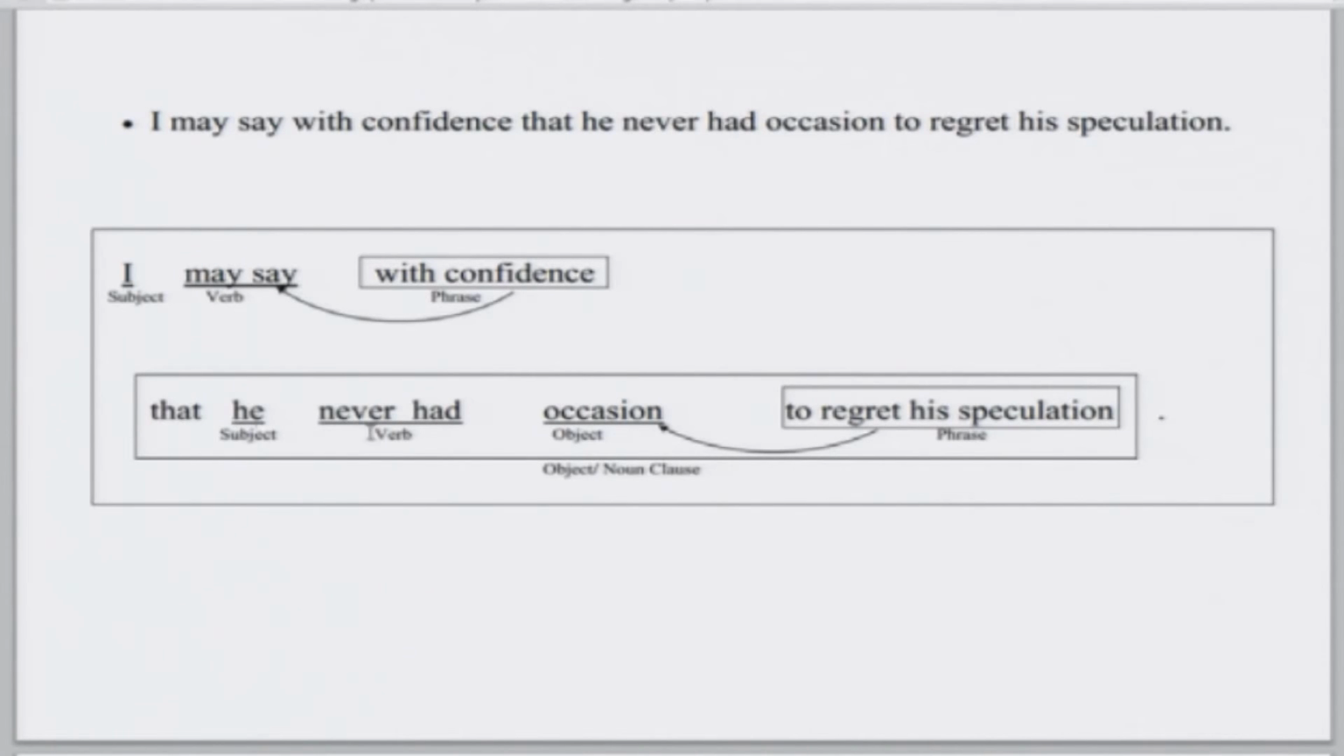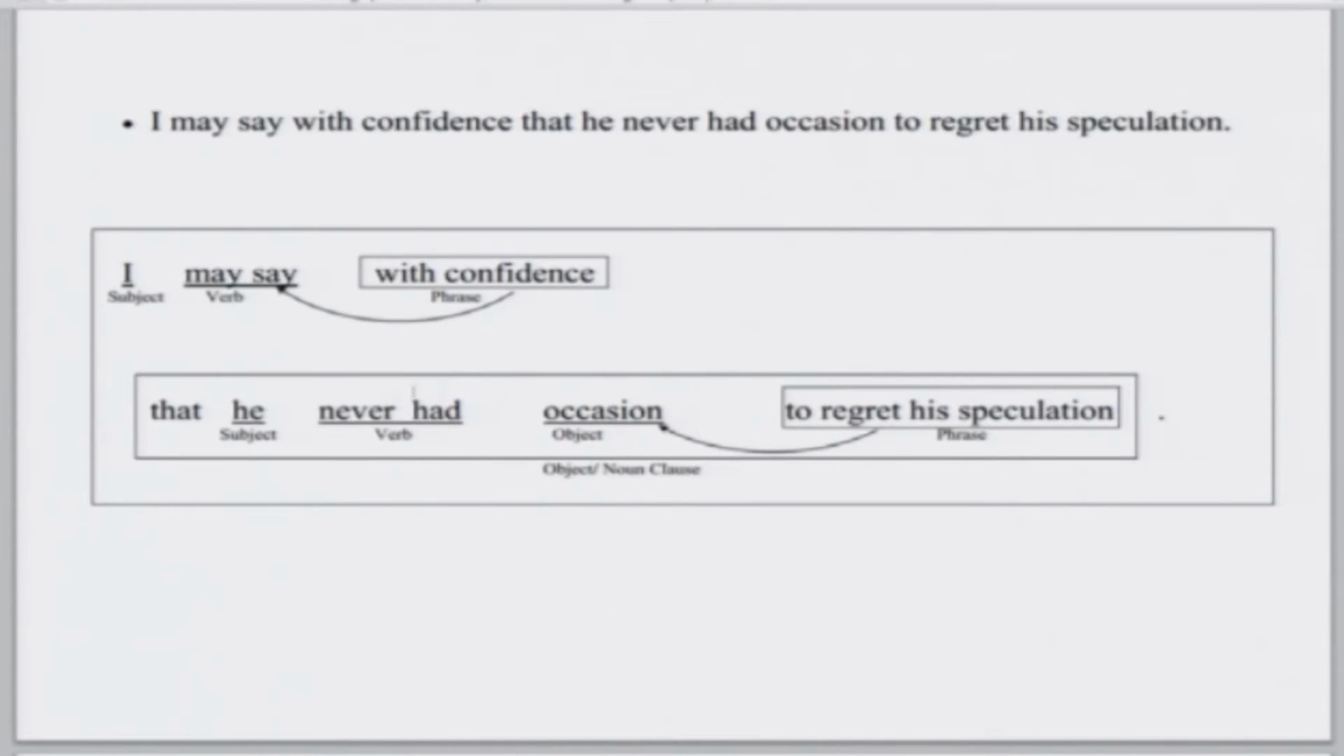So, subject, verb. Actually, this "never" could be interpreted as the adverb to "had", but together also putting it as verb makes sense. What he never had? Occasion. What kind of occasion? To regret his speculation. So, this is an example of a complex sentence in which an entire clause is operating as an object, a noun.